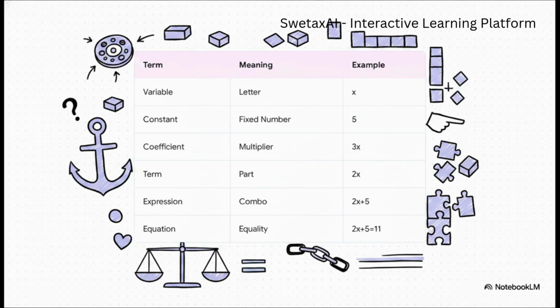But look at how these smaller pieces build up. A term is like a single word in our language, 2x, or just a standalone 5. An expression is more like a phrase, combining terms into 2x plus 5. And then finally, an equation is a complete sentence showing equality, like 2x plus 5 equals 11. You can literally read it out loud like a sentence telling a story.